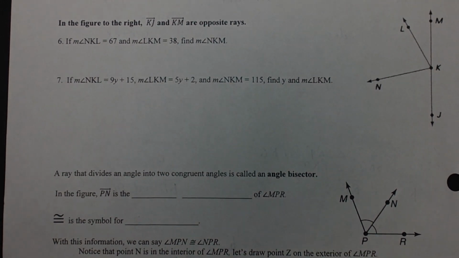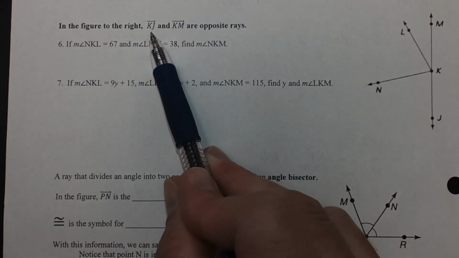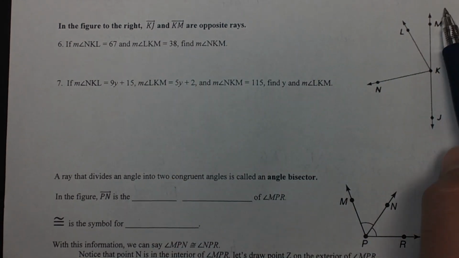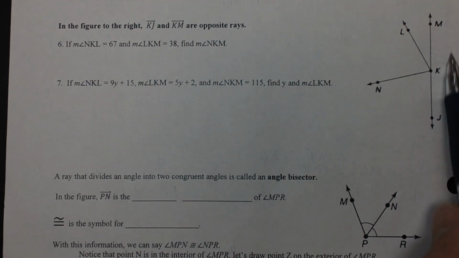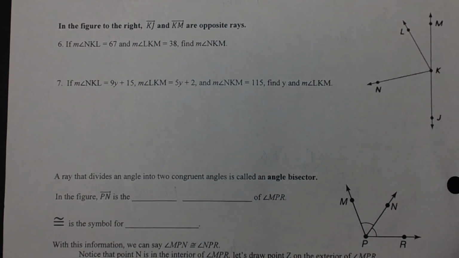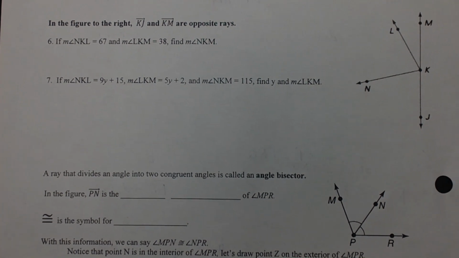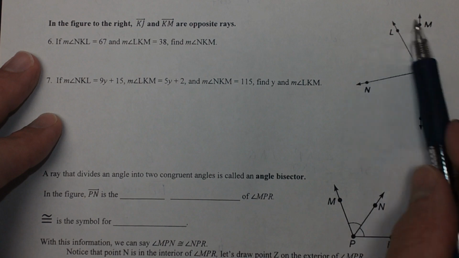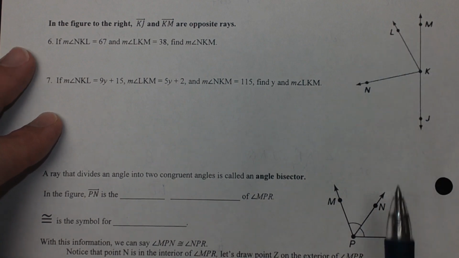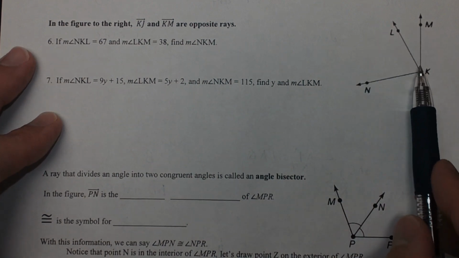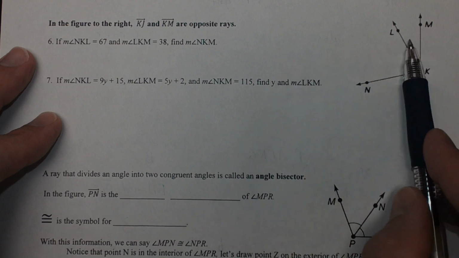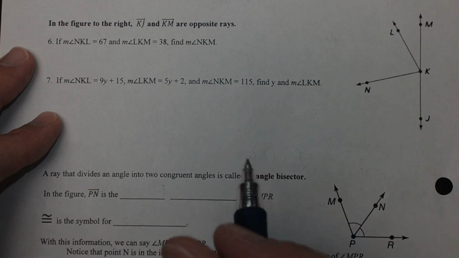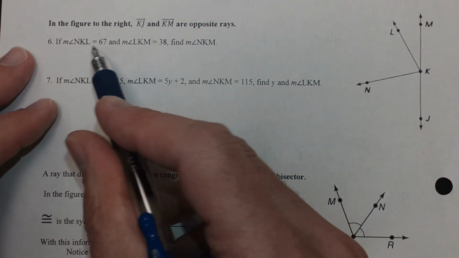In the figure to the right, moving on, ray KJ and ray KM are opposite rays, which means they form a straight line. Now, there's going to be two different problems, number 6 and number 7, that both make use of this figure. So I'm not going to mark it up for the first one. I'm going to try to save my figure for the next time around, since I don't have a pencil that I will use to erase. But let's read it first.